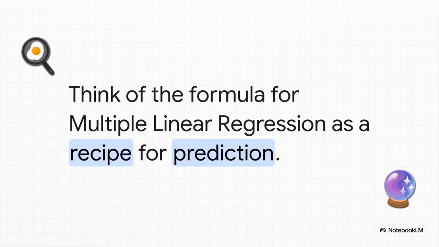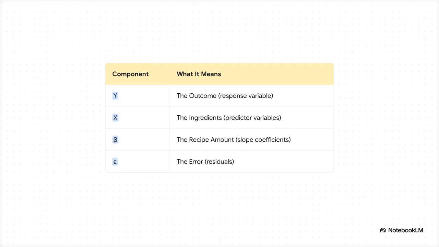Now, the formula itself, yeah, it can look a little scary with all those Greek letters. But I want you to completely forget about that and instead think of it just like a recipe for making a prediction. So let's break down this recipe. Y is the final dish. It's the outcome we're trying to predict. The X's, well, those are our ingredients, all the different factors we're putting into the mix.